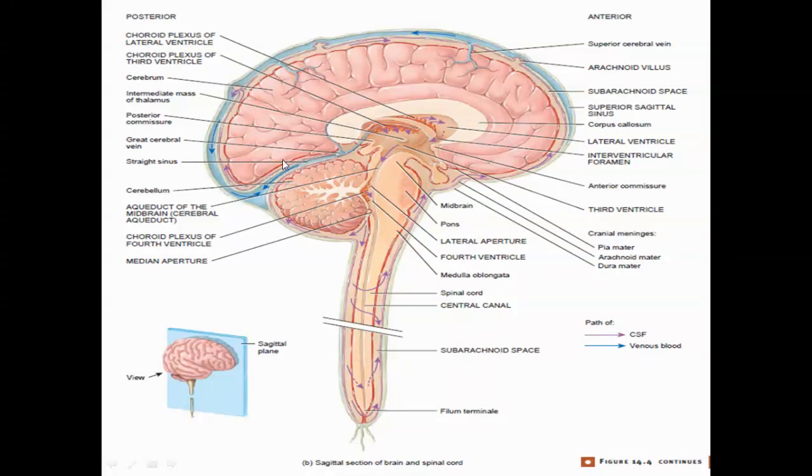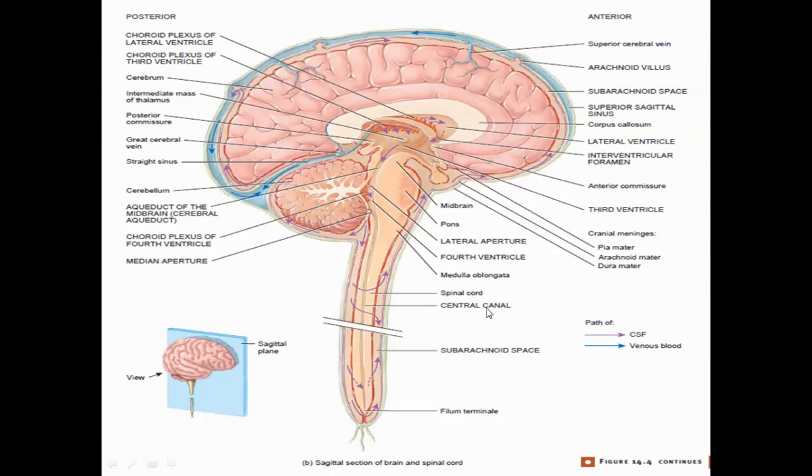These are some of the sinuses. This is a straight sinus, and this is the subarachnoid space, and this is the lateral aperture. A pair of lateral apertures, and another aperture, the median aperture, is there. This is the median aperture, and a pair of lateral apertures, through which the CSF flows from the fourth ventricle into the spinal cord. So this is how it flows.